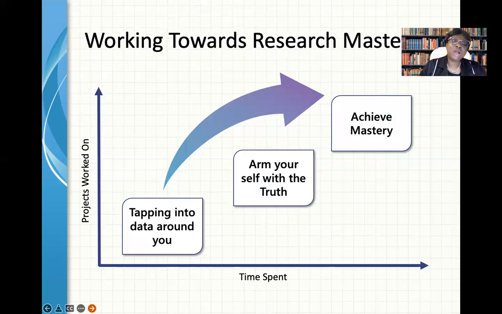And when you are writing the project you are working on or you have worked on, you are tapping into data around you, you are arming yourself with the truth, and you are achieving mastery. So the projects you worked on and the time spent on your writings, what you are trying to do, you are tapping into the data, arming yourself with the truth, and achieving mastery. And that is why when you are doing your postgraduate study, they call you either master or doctor of philosophy. That is, you are a master of that thing through your thesis. You have done enough. You are now knowledgeable.